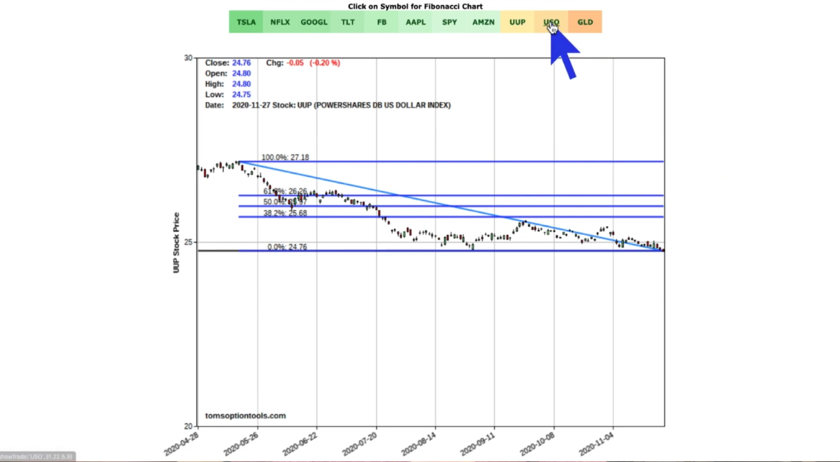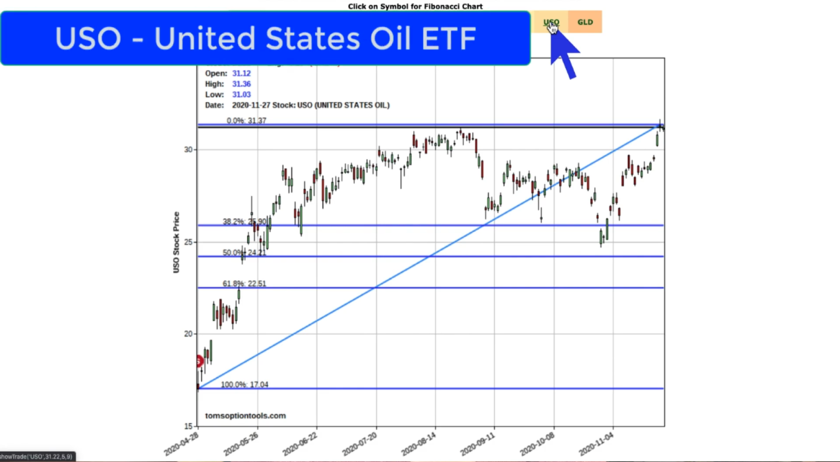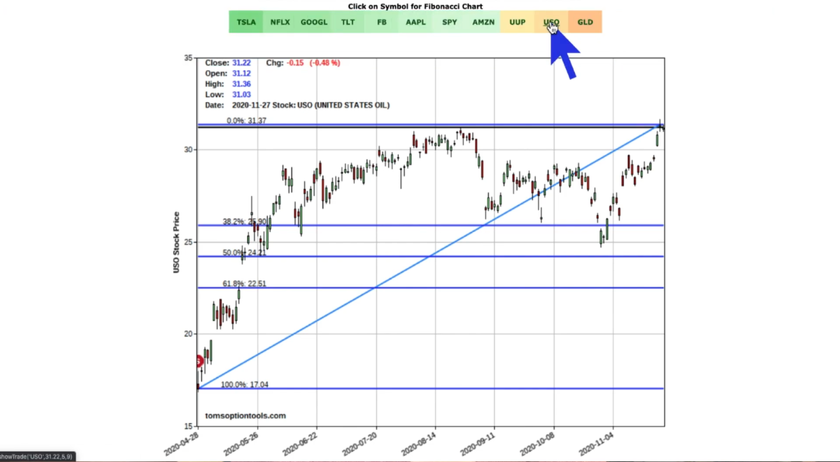Let's take a look at USO. This is one, folks, I got it wrong. What can I say? I see USO as a seasonal bearish opportunity. However, because of the drop in the US dollar, especially in the month of November, we saw stocks and we saw commodities like USO run up. In fact, the oil market was one of the best performers for November.